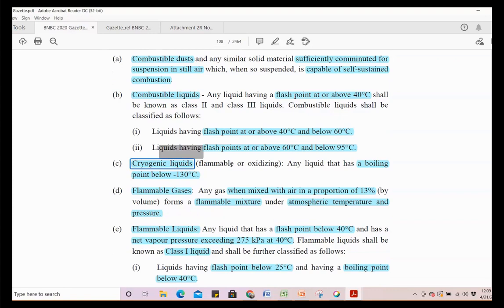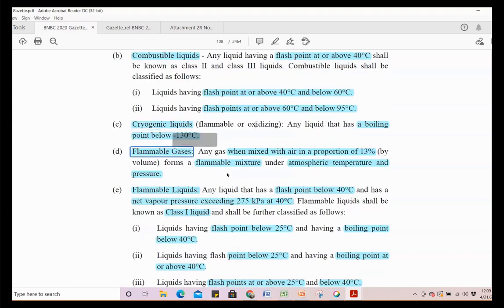Cryogenic liquids, flammable or oxidizing: any liquid that has a boiling point below minus 130 degrees centigrade. We are quite not familiar with liquids that have a boiling point at a minus level. Cryogenic liquids might be needed for a particular operation in industrial or lab facilities. So if it is there above the exempted quantity, it will be classified as occupancy J1.